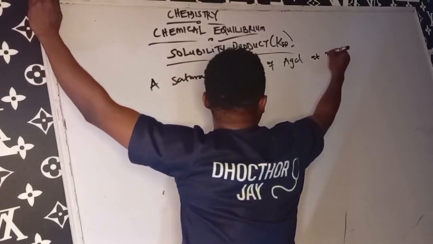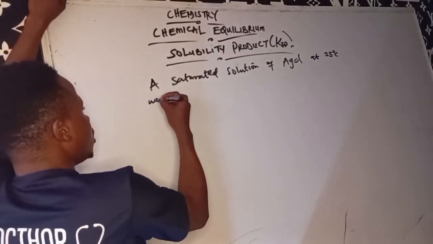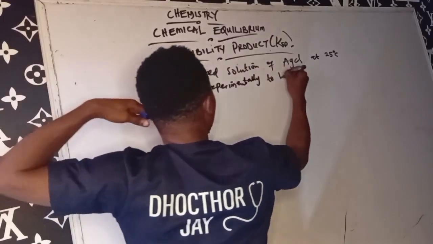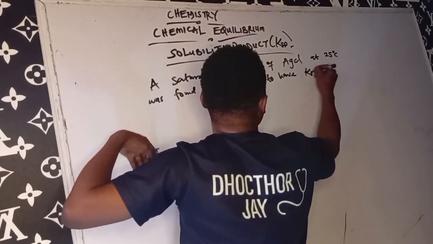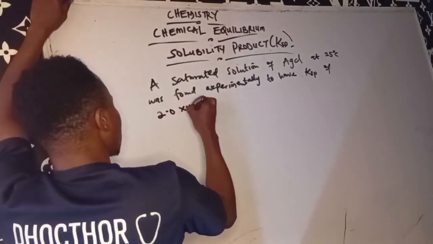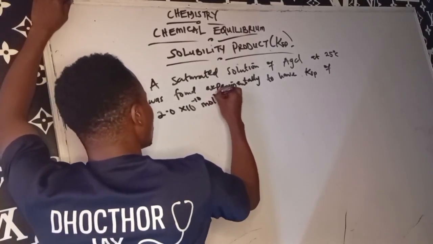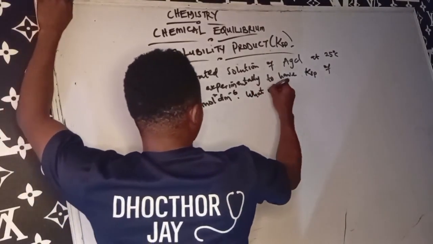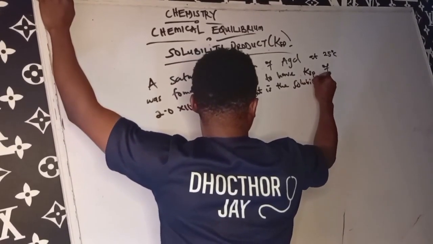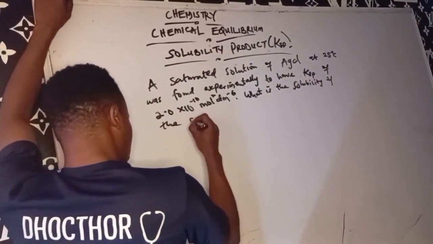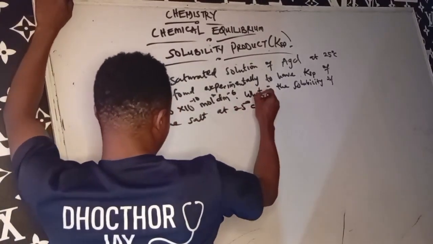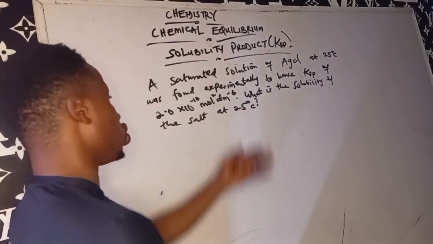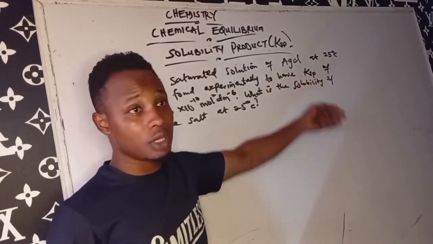At 25 degrees Celsius was found experimentally to have a solubility product of 2.0 times 10 raised to the power minus 10 mol squared dm minus 6. What is the solubility of the salt at 25 degrees Celsius? Now in this case, we have the solubility product of the salt, but we are looking for the solubility, which is equivalent to the concentration of the salt, right?